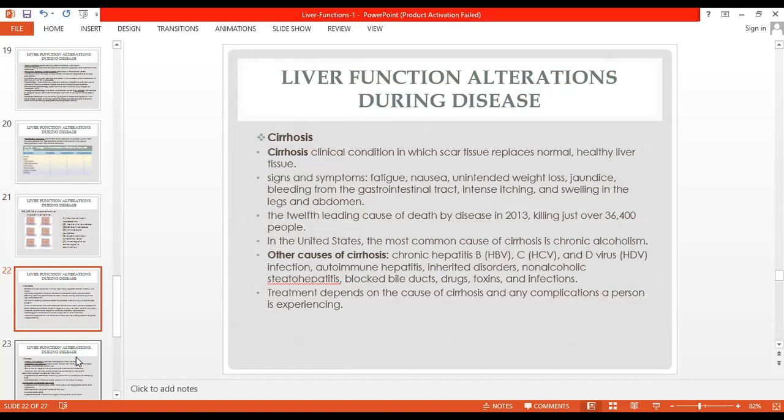Liver damage from cirrhosis cannot easily be reversed, but treatment can stop or delay further progression of the disorder. The treatment depends on the cause of cirrhosis and any complication a person is experiencing. For example, cirrhosis caused by alcohol abuse is treated by abstaining from alcohol. Treatment for hepatitis-related cirrhosis involves medication used to treat the different types of hepatitis, such as interferon for viral hepatitis and corticosteroids for autoimmune hepatitis.